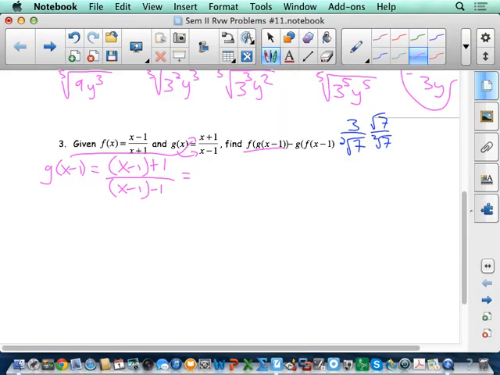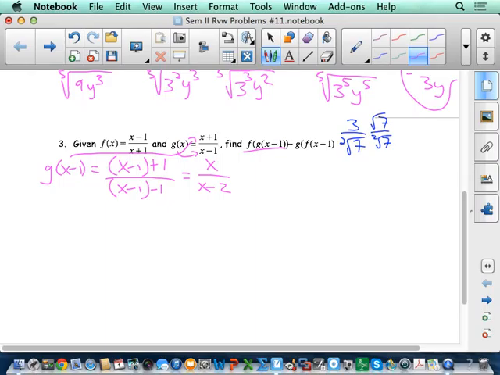So it's just minus 1. Yeah, the numerator becomes x, and it's x over x minus 2. Shouldn't it be x plus 1, x minus, x plus 1 plus 1? No, I'm putting x minus 1 in for x in the g of x function. I'm taking x minus 1 and putting it in for x here, so x minus 1 plus 1. I'm putting x minus 1 in for x down here too, so x minus 1 minus 1. That's g of x minus 1.